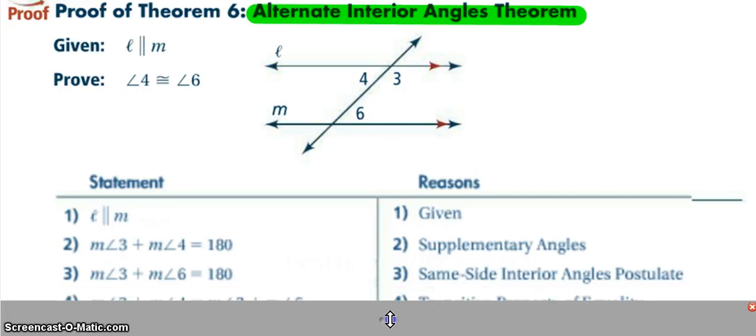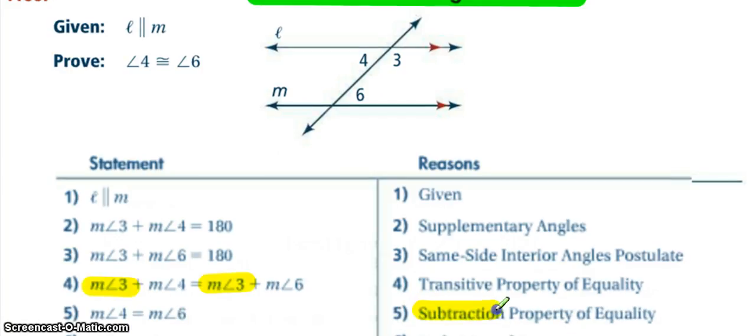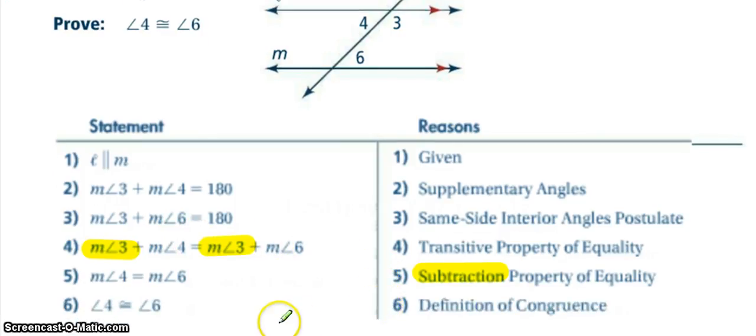We then talk about 3 and 4 equaling 3 and 6 by our transitive property of equality. Through subtraction, we can remove angle 3 from both sides and get that angle 4 is equal to angle 6. And since they are the same measure, then those two angles are said to be congruent.